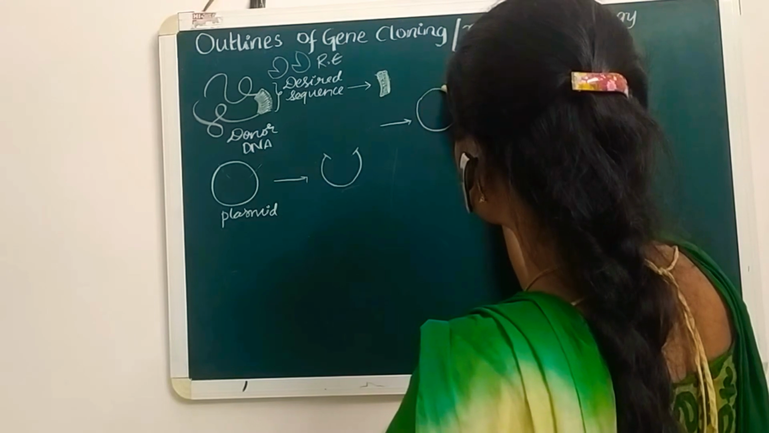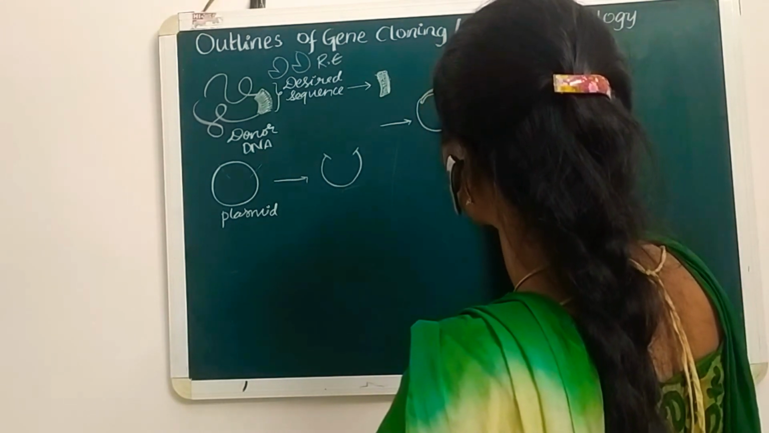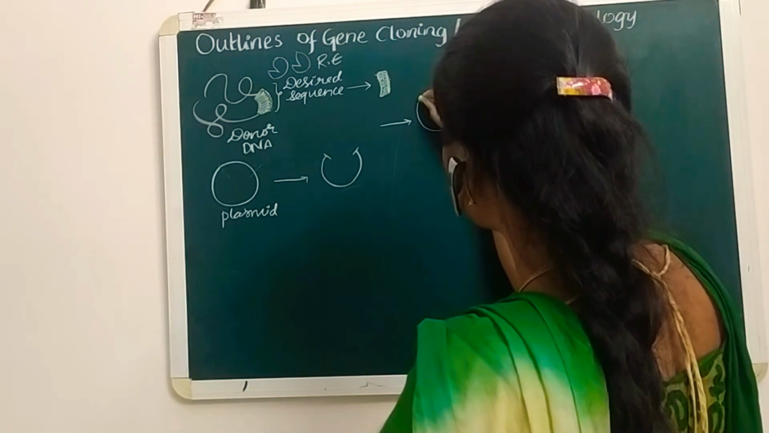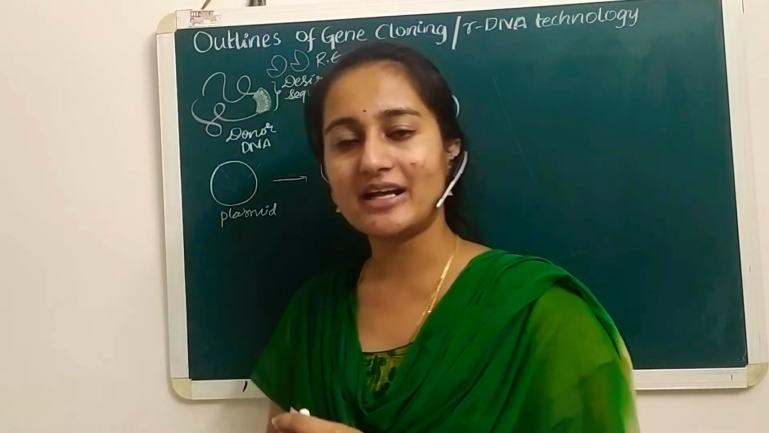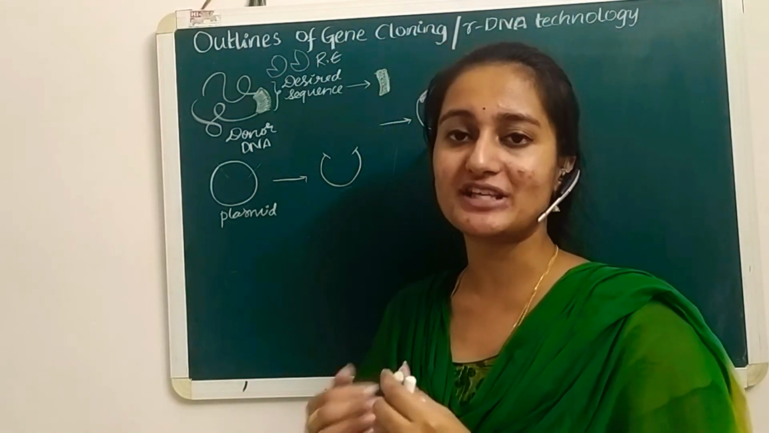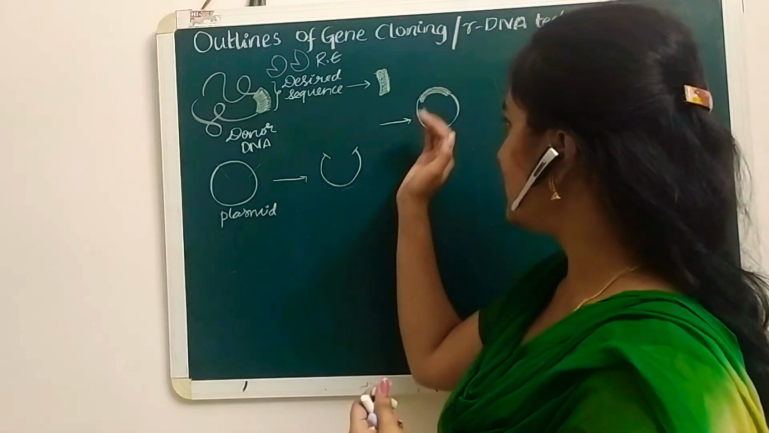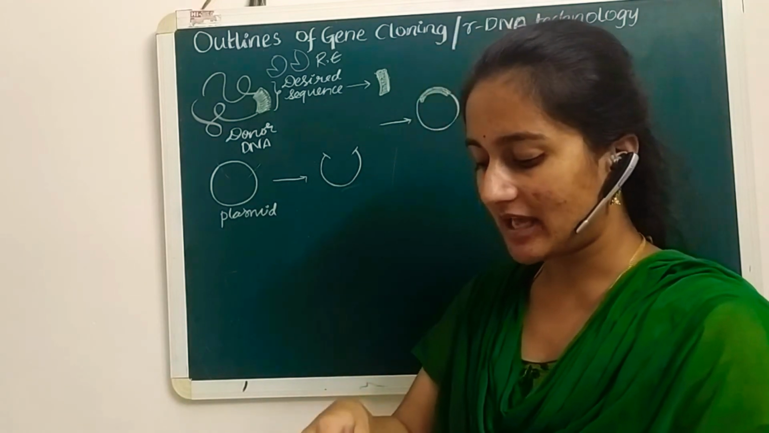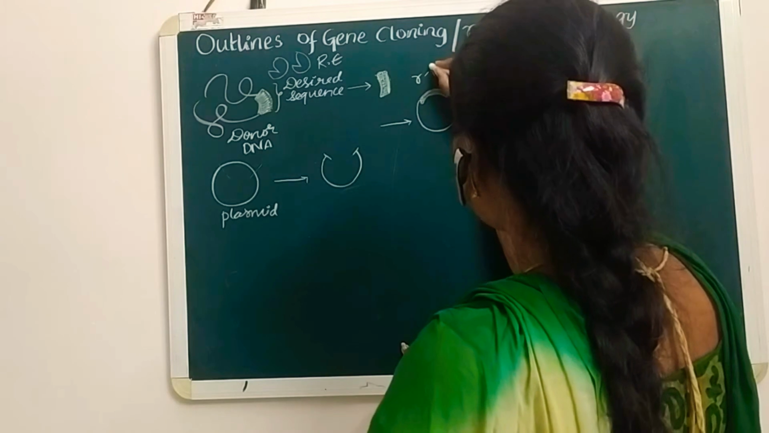So in this case we successfully inserted the desired DNA fragment into the plasmid. This plasmid, we know, is an extrachromosomal DNA present in prokaryotes, and it has the nature of self-replicating. Whenever this plasmid is inserted with a desired DNA sequence, it is considered as rDNA.